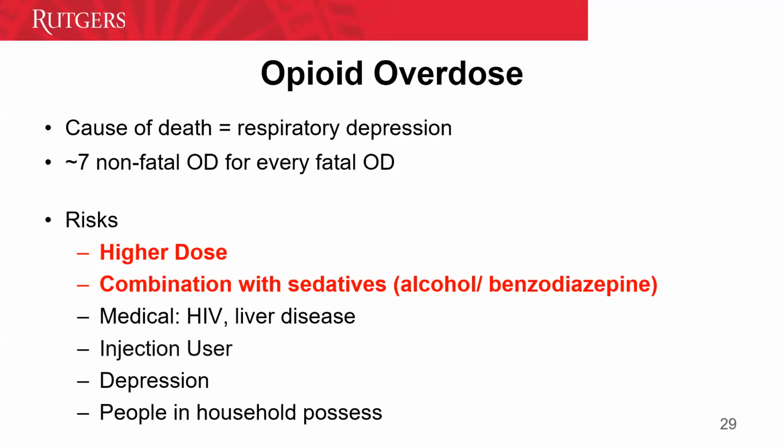For every fatal overdose, there are normally 7 non-fatal overdoses, so not every dose is lethal. But the risk factors for overdose include using a higher dose or taking opioids with sedatives, such as benzodiazepines or alcohol. And this is true even for those who are using prescription pain medicines. And then some of the other risk factors are having additional medical diseases, such as HIV and liver disease, using opioids as an injection user, depression, and then if people in your household possess opioids as well.